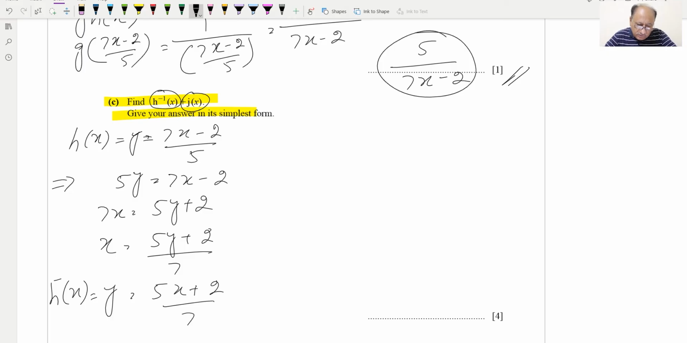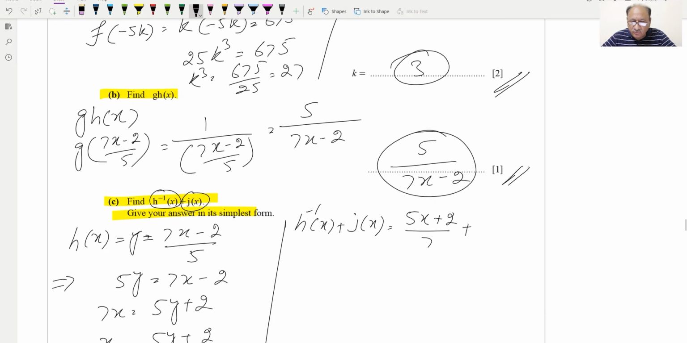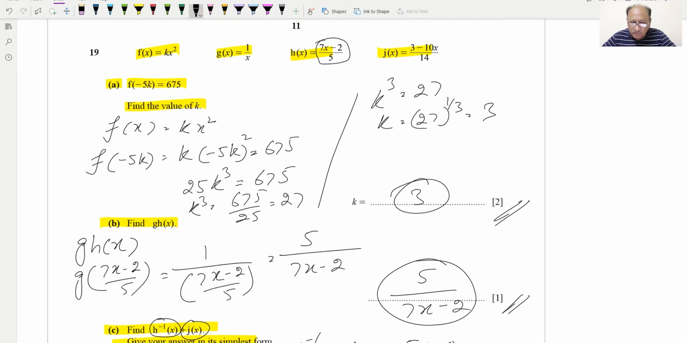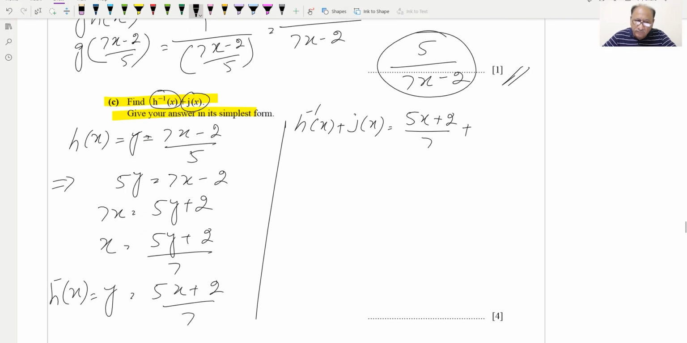So h inverse of x, which we found, we can utilize that. We can write h inverse of x plus j of x will be equal to (5x plus 2) over 7, plus j of x, whose value we can take from here: (3 minus 10x) over 14. Now we can basically equalize the denominators. This is 7, this is 14. So the simplest way is to equalize the denominator.